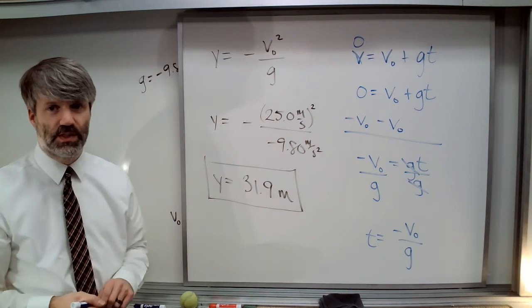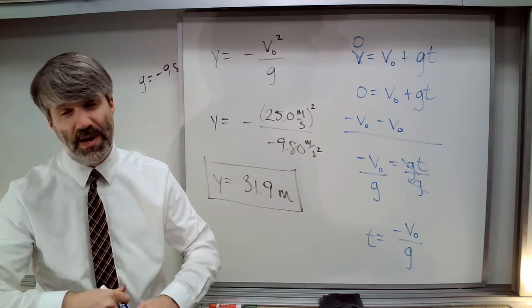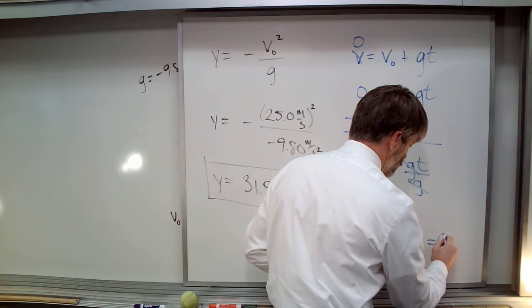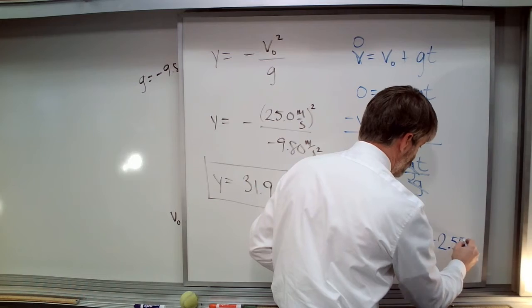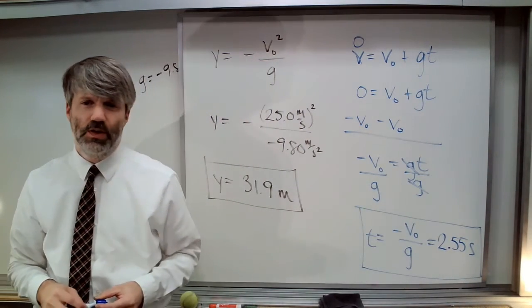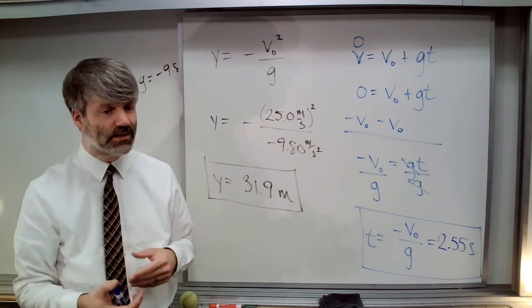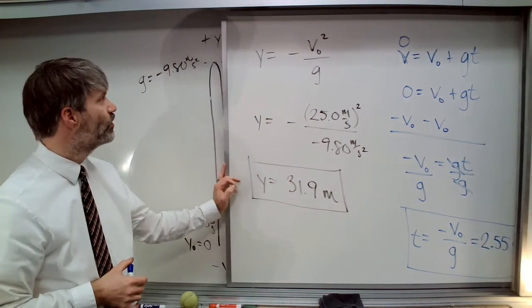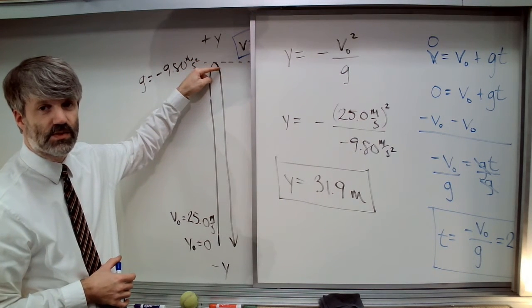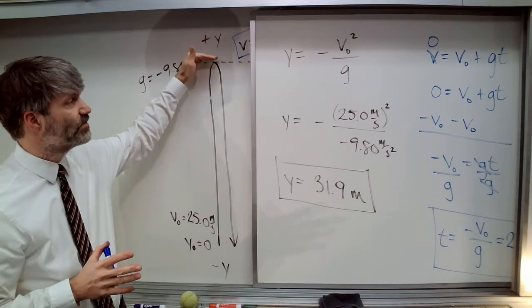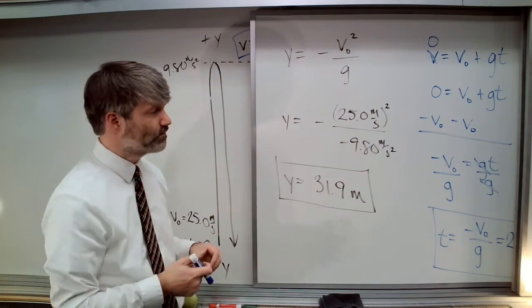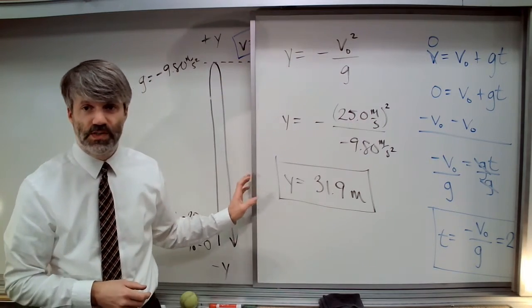Putting some numbers into there, you will find that you're getting about 2.55 seconds, which again meshes with what we knew before. We knew that at 2 seconds it's right about here, and then at 3 seconds it's right about there. So it has to be at the apex of its motion, somewhere between 2 and 3 seconds. Part C.